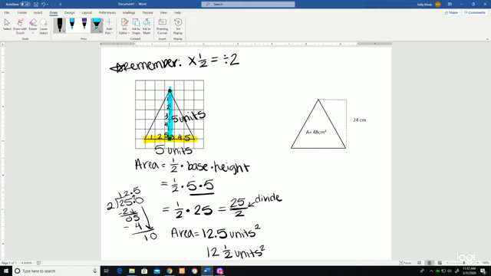Okay. First of all, we can identify our base. Our base is always very simple. It's always what the shape is sitting on. So this guy down here is our base. Notice that we do not have a number for our base. So we are missing our base. We don't know what it is.